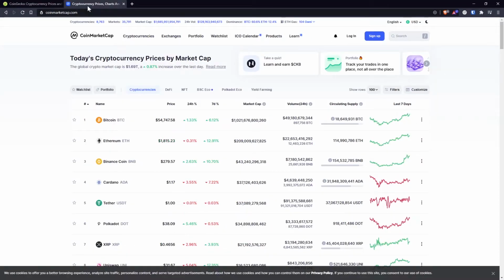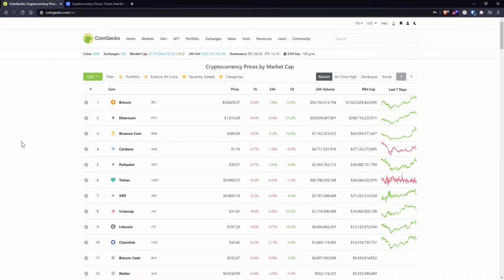at CoinMarketCap.com, which is owned by the biggest cryptocurrency exchange, Binance. I personally prefer CoinGecko, so I'm going to show you how you can use this one, but the steps are similar since both websites do the same thing. You'll find a lot of resources on CoinGecko, but most importantly, you'll find this list of all cryptocurrencies.